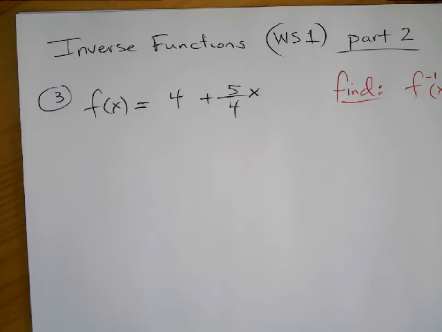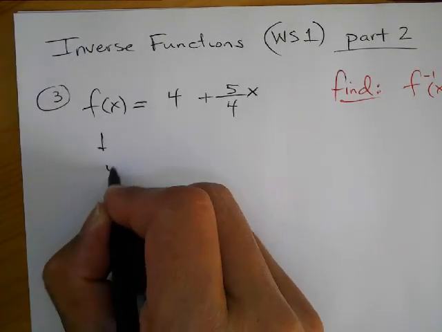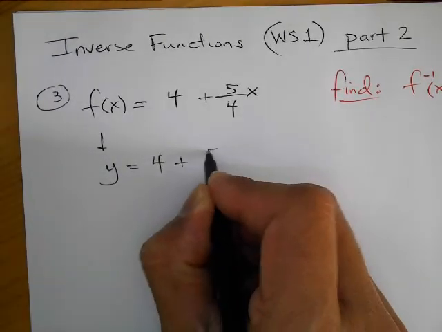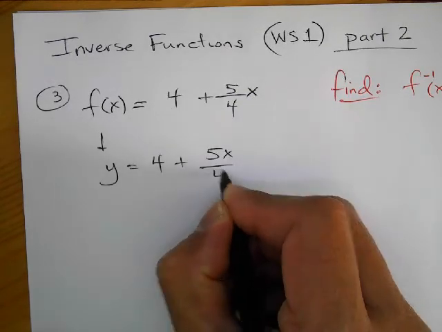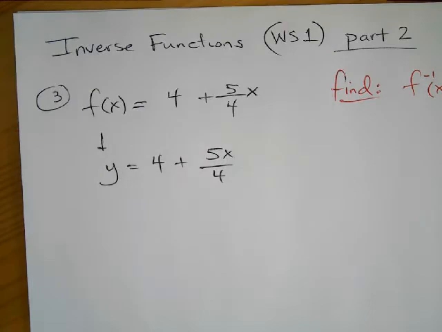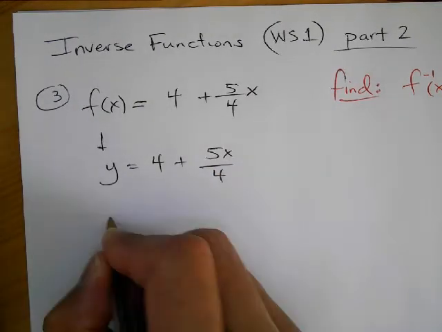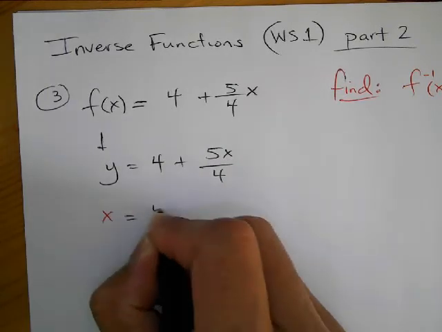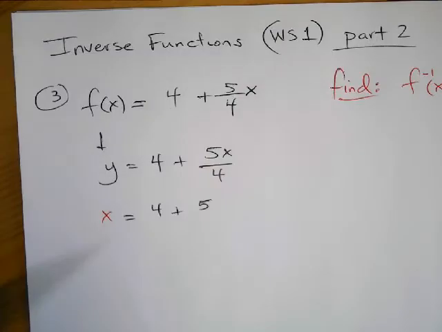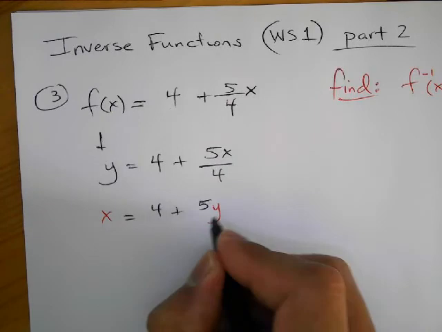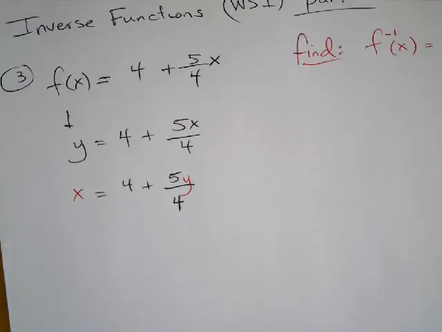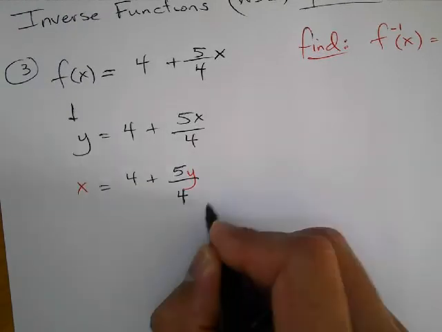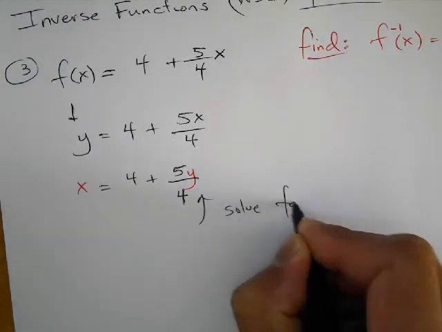Okay, so what do we do? Step 1, change this to a y. Sometimes I write it in the middle, but you just put it up on the top. That's step 1. Step 2, we interchange the x and the y. So now that becomes x is equal to 4 plus 5 over 4, and now that x becomes y. Okay, and now you've got to solve for y.